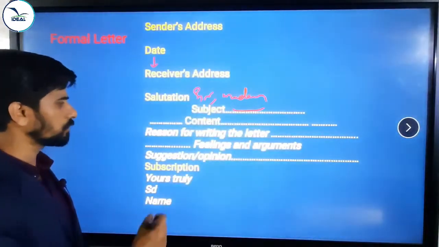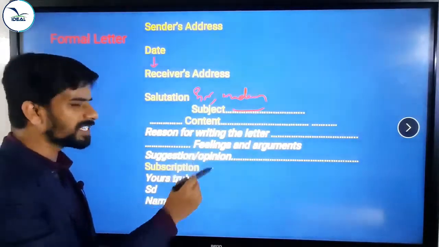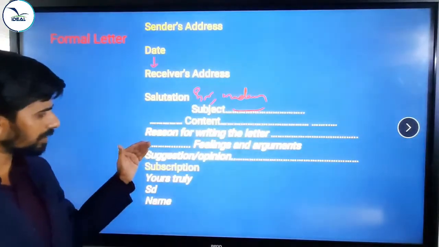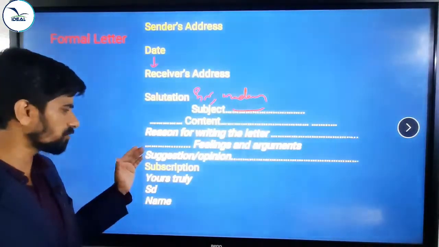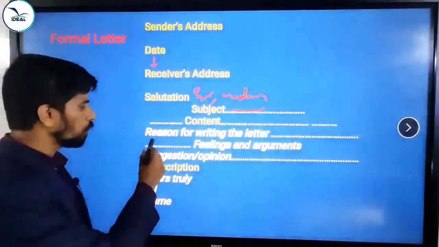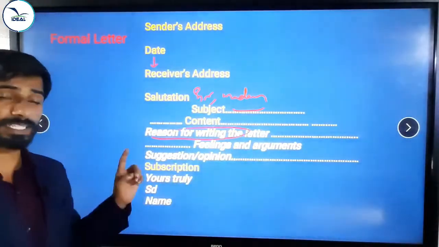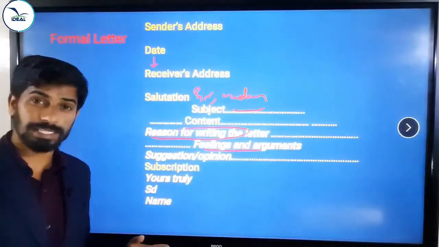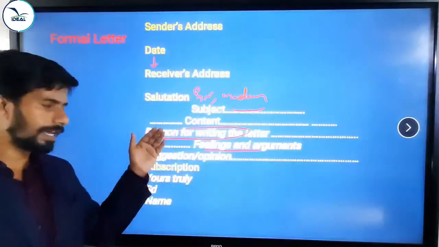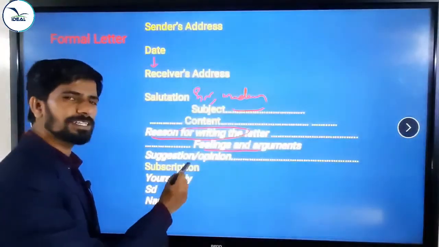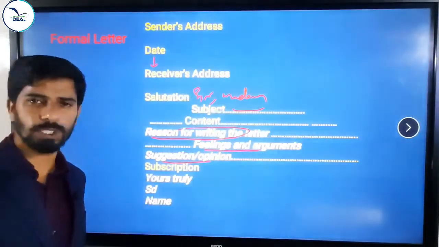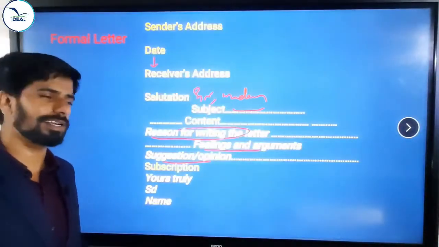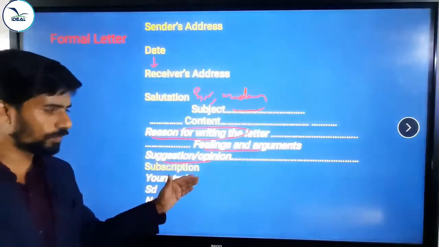Okay, then comes the content part. In the content part you have to include these things. What is the reason for writing the letter? The content part can be divided into three parts. In the first part you can write the reasons for writing the letter, and in the second part, your feelings and arguments. And if you have any suggestions to make, they can be included towards the end of the letter. Understood?